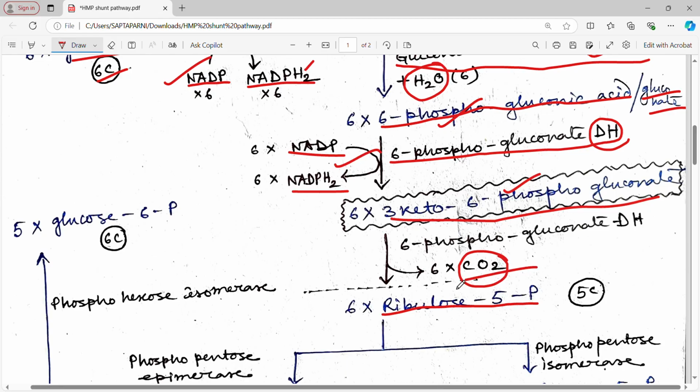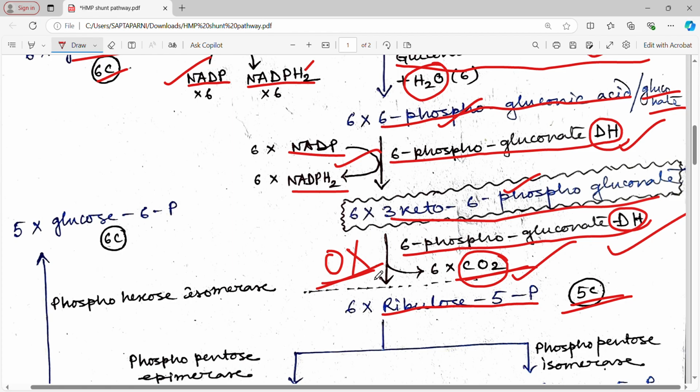As it is releasing one carbon dioxide, obviously the carbon number in the molecule will decrease, and that is why the carbon content of the ribulose 5-phosphate is now 5, not 6. In this reaction also the same enzyme helps, that is 6-phosphogluconate dehydrogenase. So 6-phosphogluconate dehydrogenase not only does the oxidation reduction reaction, it also does the decarboxylation reaction. And till now, whatever reactions you have seen are all the oxidative phase of the HMP pathway.